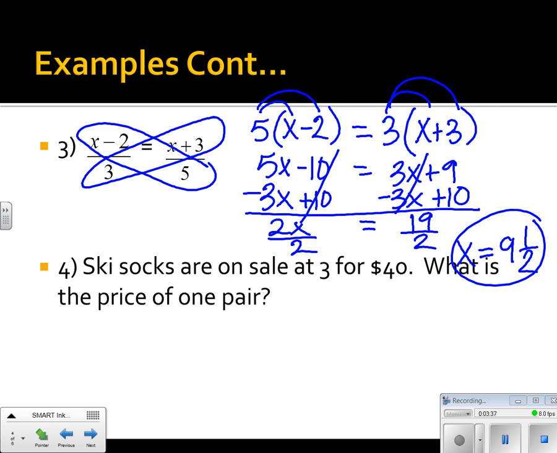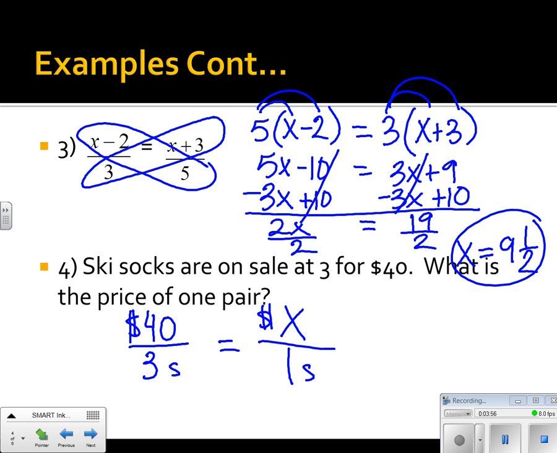Ski socks are on sale at 3 for $40. What is the price of one pair? So it's $40 for 3 socks. And we want to know how much is it for one?